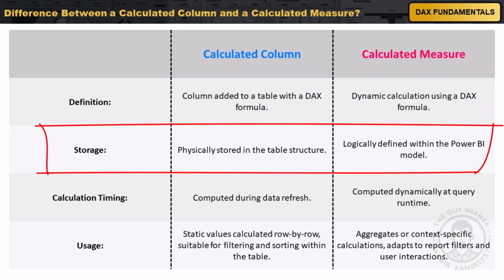Calculated columns are physically stored within the table structure of the underlying data model in Power BI, while calculated measures are not stored in the table structure. Instead, they are part of the Power BI model and exist as definitions within the model file.